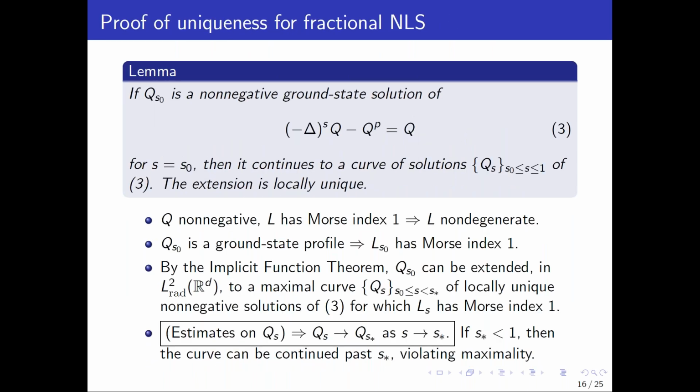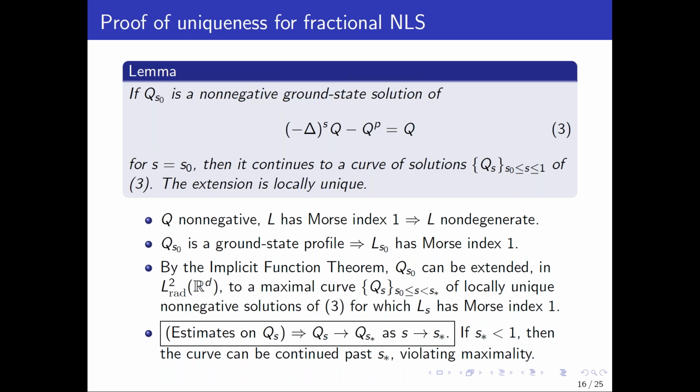So using the implicit function theorem and the non-degeneracy, you can continue your ground state solution to a branch of solutions, which aren't necessarily ground states, but they are solutions, all the way to s equals 1. And the hard part of this proof here is in this box, which I'm skipping over. I'm gliding over the hard part.